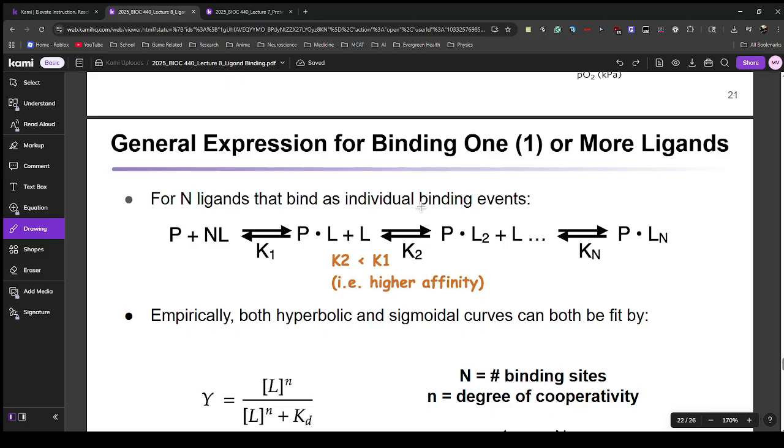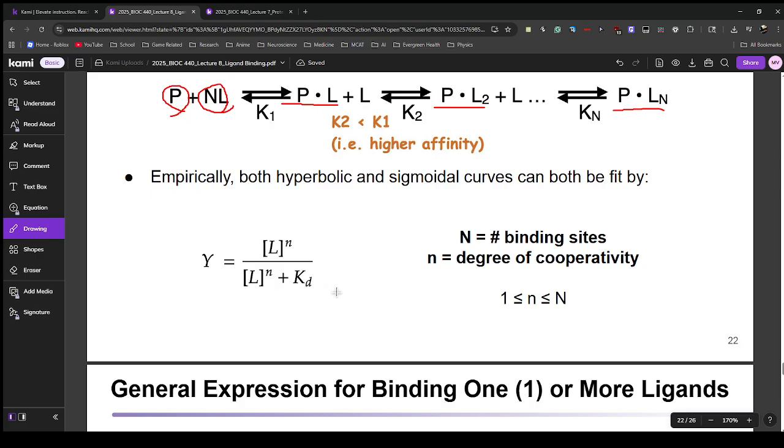This is just a way of showing how cooperativity works. So here you have this protein and some number of ligands, and then this K1, binding of one ligand. There are some extra ligands, and then you bind more ligands, and you keep binding more ligands. Basically it's not infinite, but it depends on the number of binding sites there are.